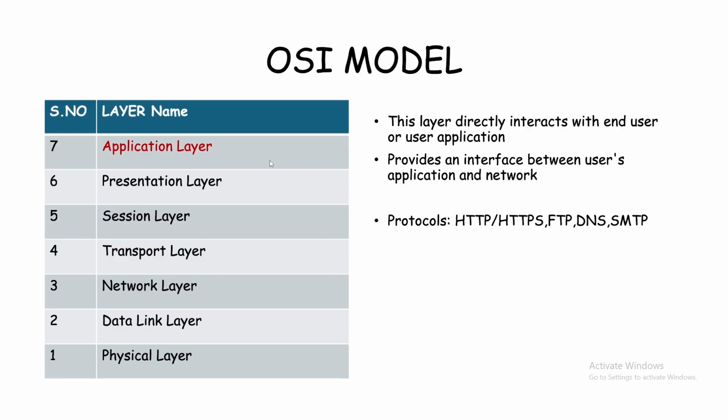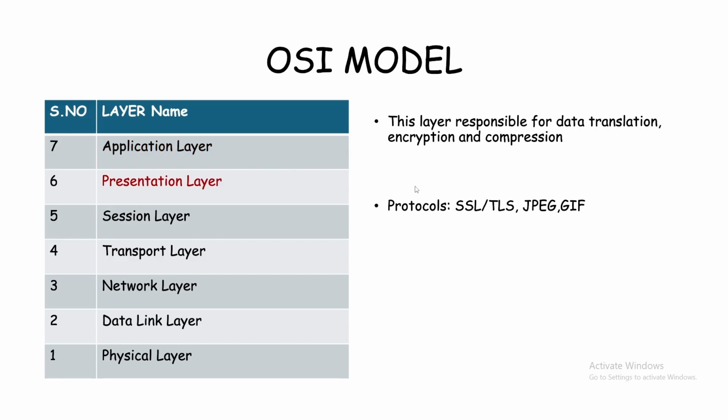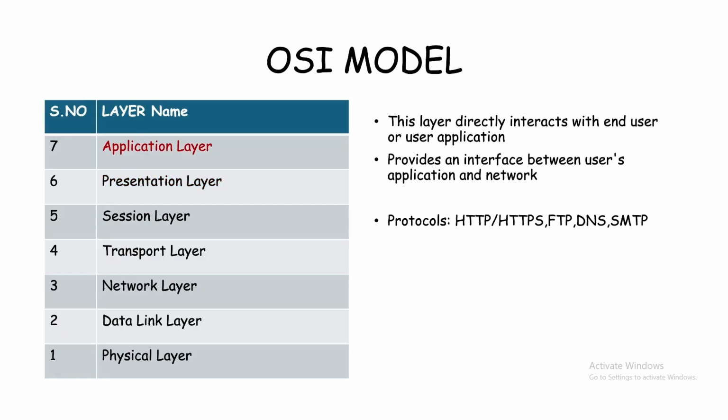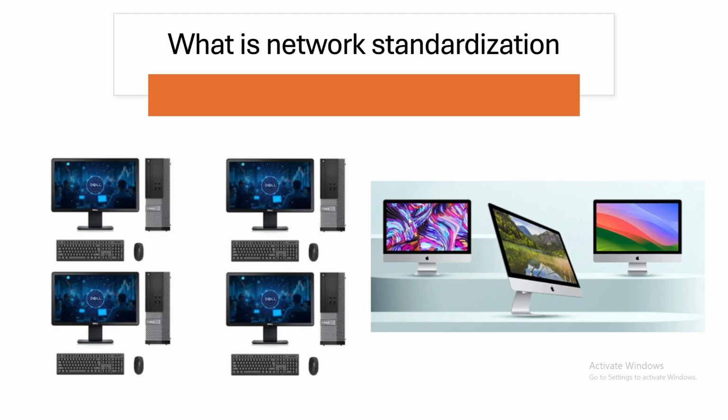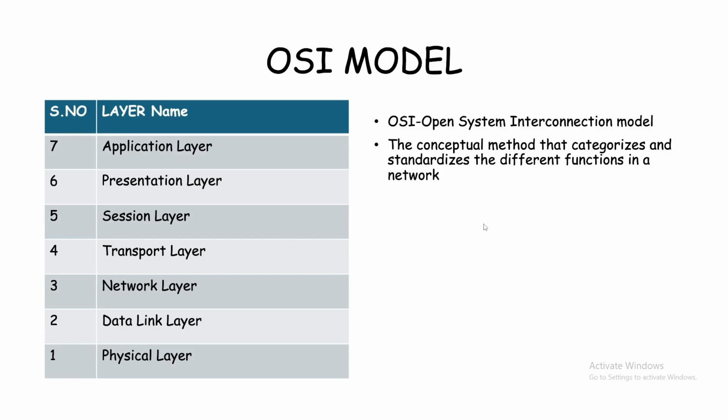And then the presentation layer. The presentation layer is responsible for data translation, encryption and compression. It also makes sure that the data sent from one system can be understood by another. Let's take an example of Dell and Mac OS. Dell has its own language and Mac has its own language. When Dell sends the data in a particular format, the presentation layer will make sure that the data sent by Dell is understandable by the Mac OS.